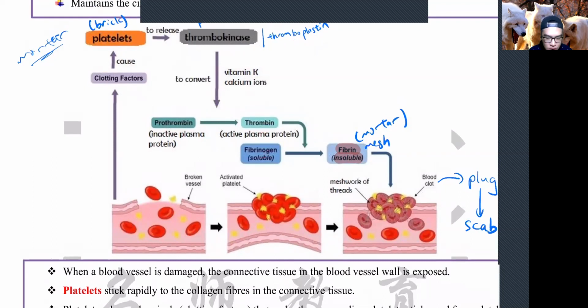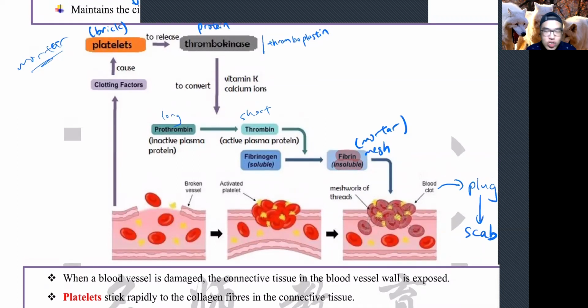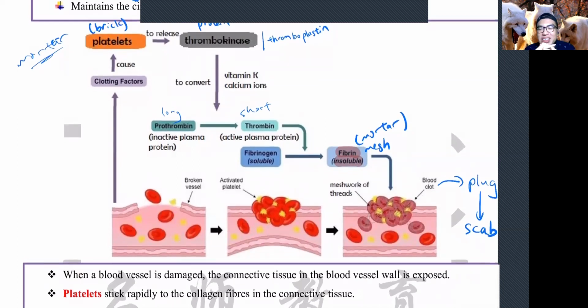Think of it this way: you have a long name and then you have a short name. I remember it this way. So prothrombin, thrombin, fibrinogen, fibrin. So this fibrin is like a mesh. It will hold all your bricks together, and then you will form a plug. That's your wall. And then it will form a scab that stops the bleeding. Of course this is, I would say, a rather slow process.